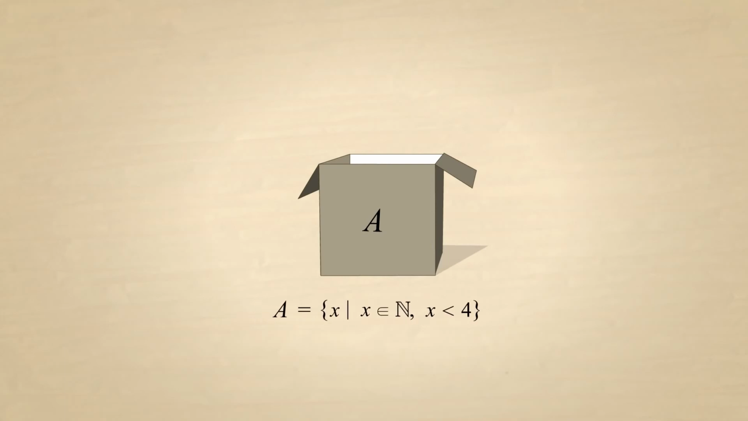The vertical bar means "such that." So we would read this definition as A is the set of all elements X such that X is a natural number and is less than 4. You may sometimes see a colon used instead of a vertical bar.